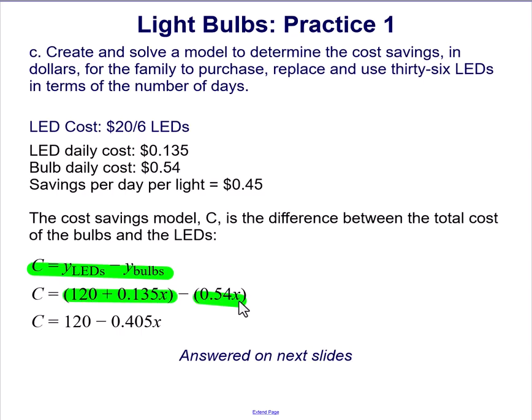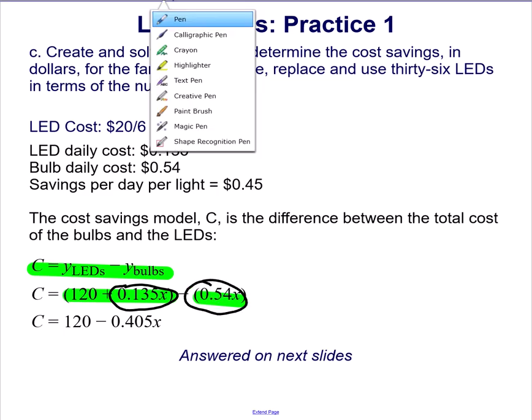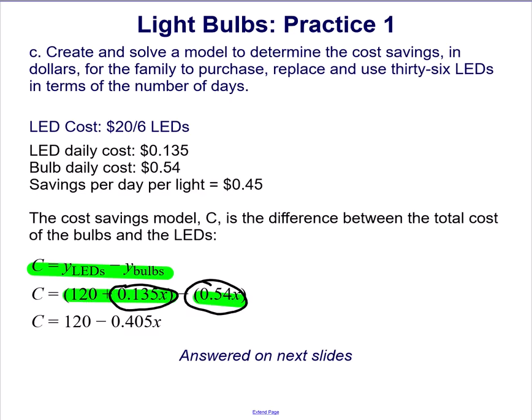And when we combine our like terms, okay, here's my like terms. I'm going to take 0.135x minus 0.54x. And we get a new equation, which I highlighted in yellow. C is equal to 120 minus 0.405x.